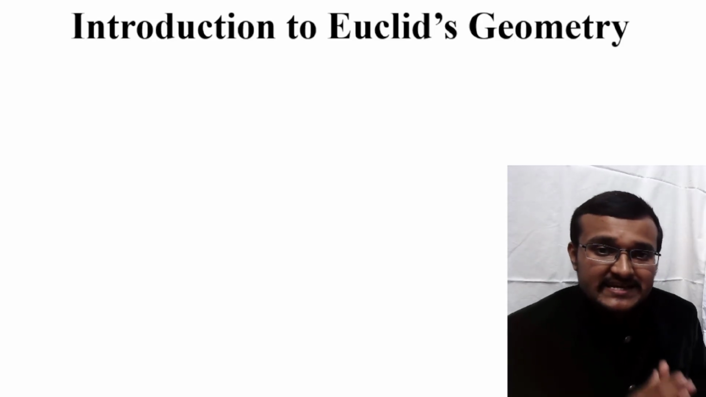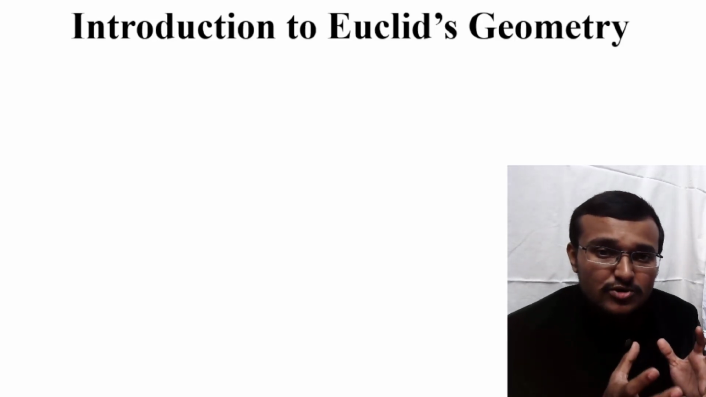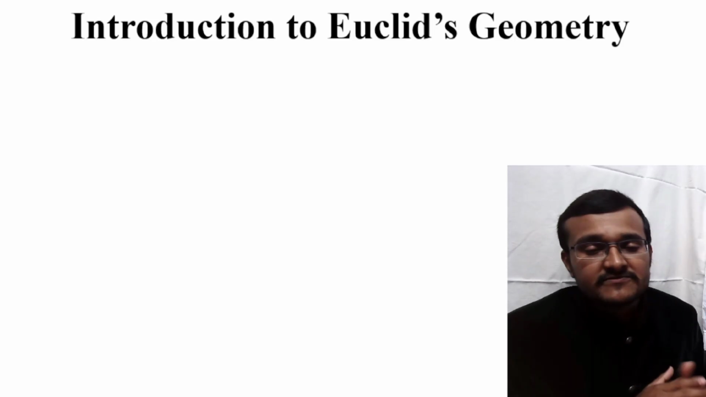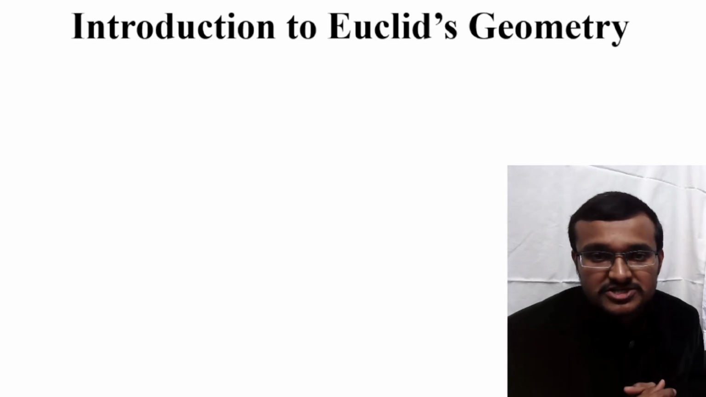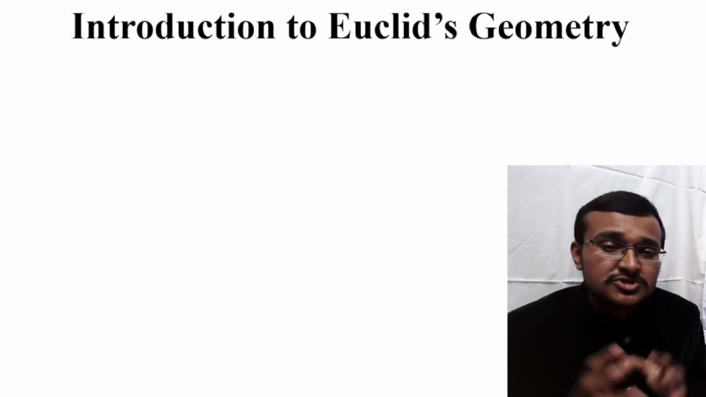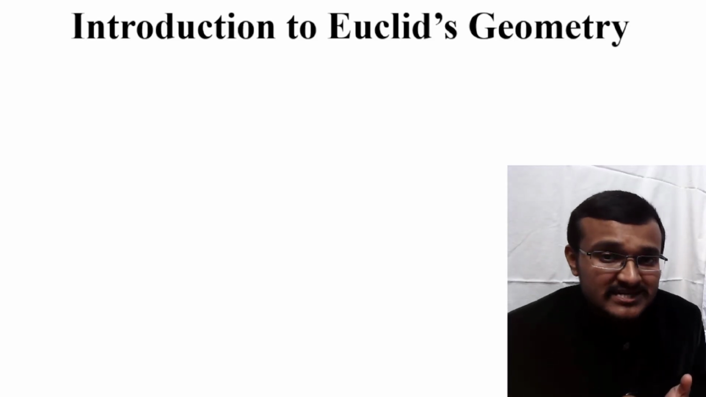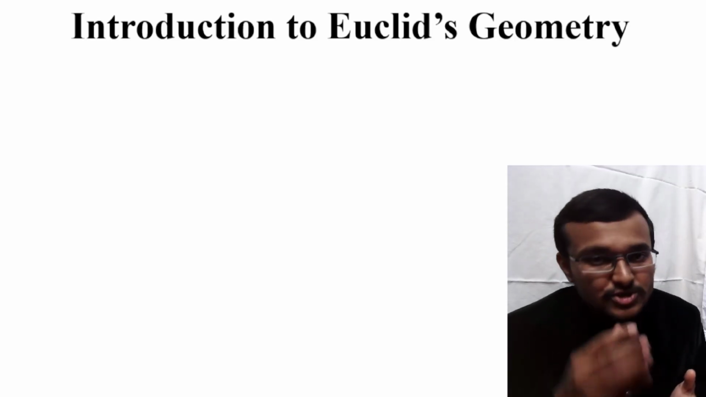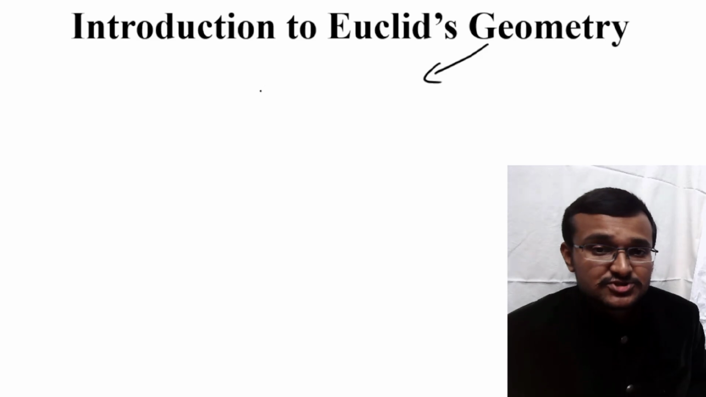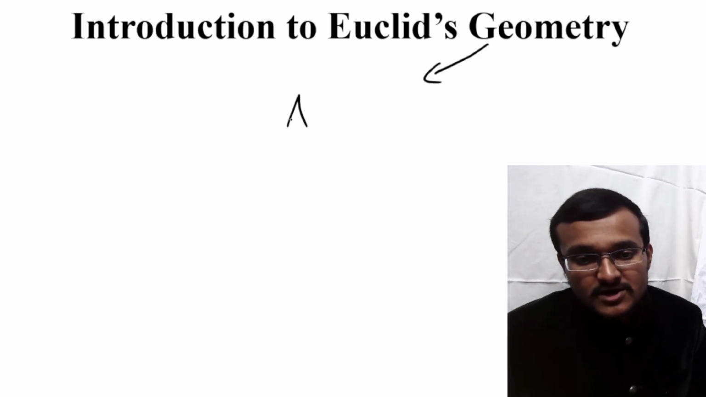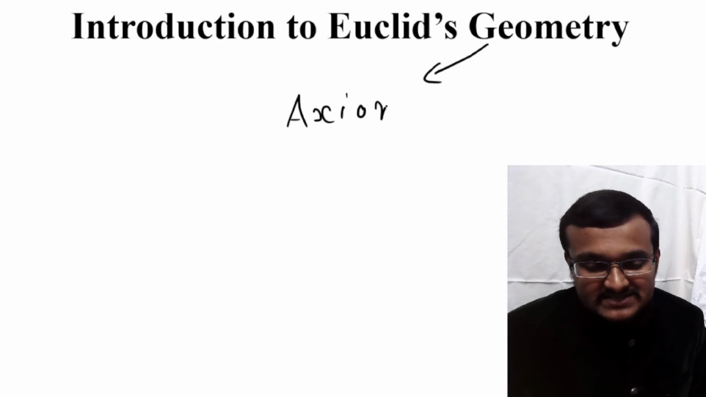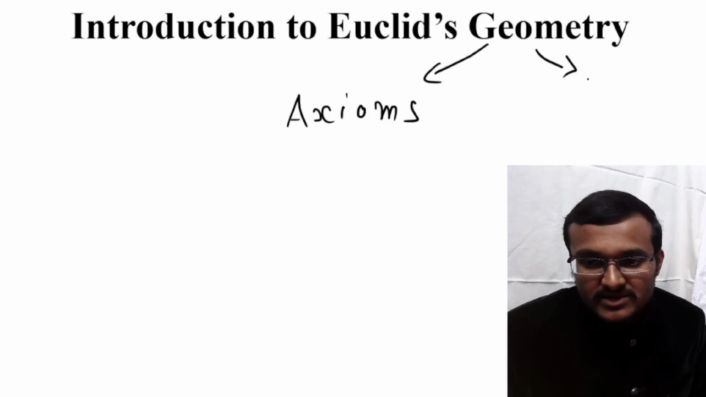In my previous video, I gave a brief introduction about the 5th chapter of 9th standard mathematics, which was on introduction to Euclid's geometry. In this video, we'll look into the axioms and postulates which were stated by Euclid. Euclid divided this geometry into two different types. One he named as axioms and the other one he named as postulates.